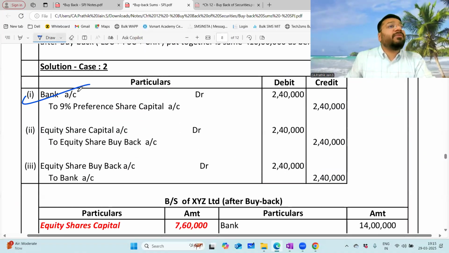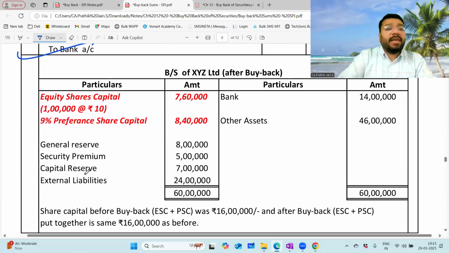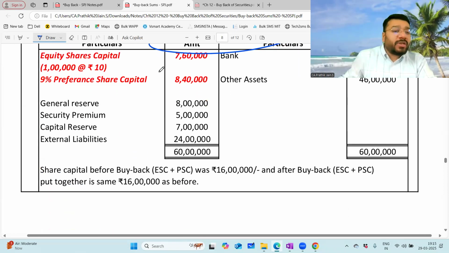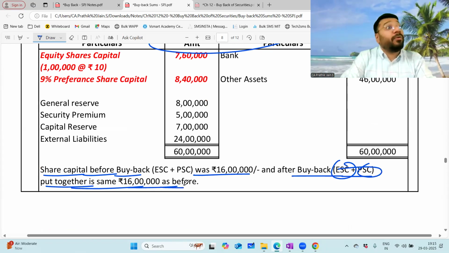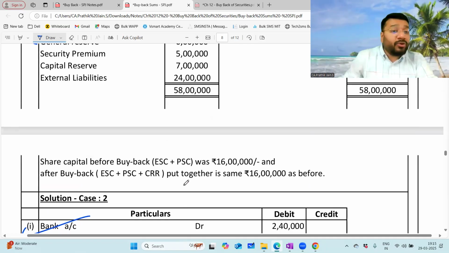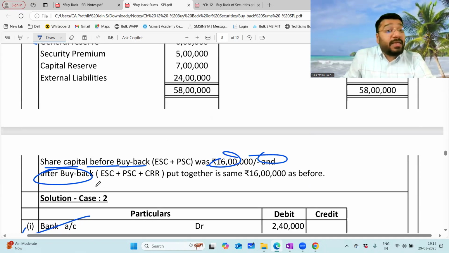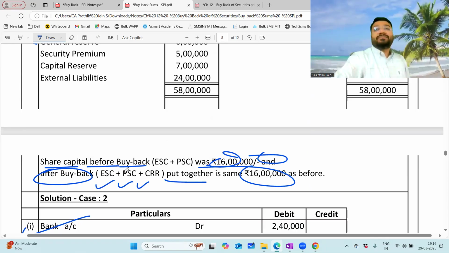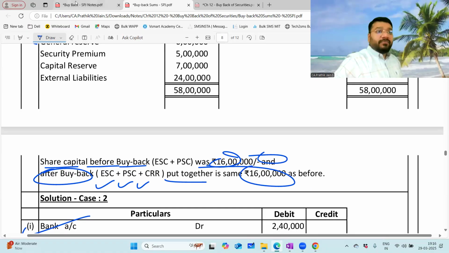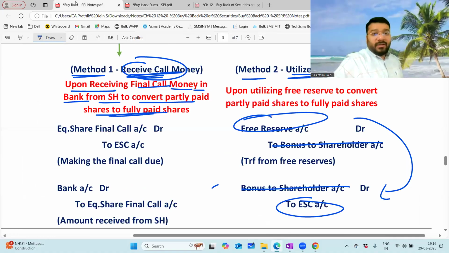First, receive the money towards preference share capital, due entry, payment entry, and this is the balance sheet after the buyback. So now the share capital before buyback was 16 lakh, and after buyback, that is equity and preference put together, same 16 lakh as before. In previous case, I gave the same conclusion. Okay. Till this, any doubts?